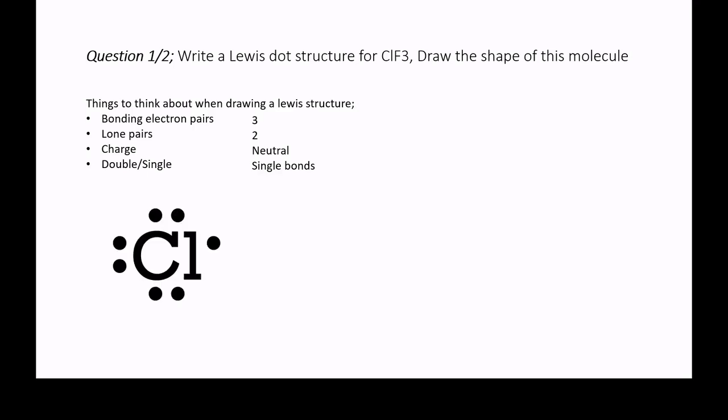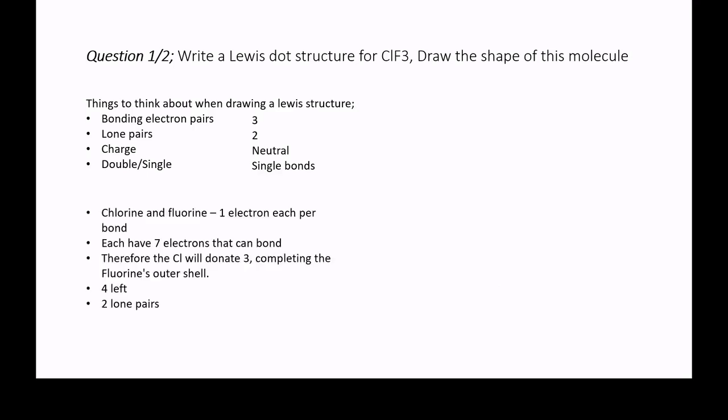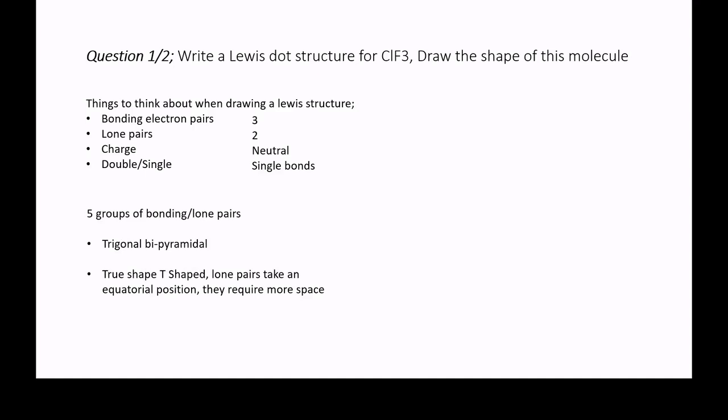Now, chlorine has 7 valence electrons, as does fluorine. And there are 3 fluorines to 1 chlorine in this molecule. Chlorine is the central atom, therefore chlorine will donate 3 of its valence electrons, 1 to each of the fluorines. This leaves chlorine with 4 electrons in its outer shell, and this is 2 lone pairs. Now this means that around the central chlorine atom there are 5 areas of electron density, or 5 bonded or lone pairs.